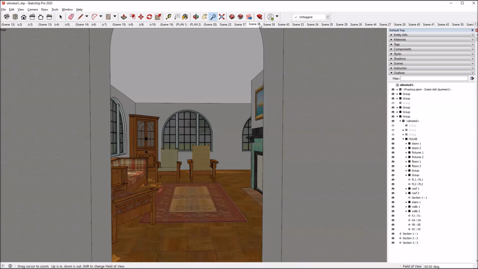Again, we've got a 60-degree view, and we're looking into the living room now. I wanted a 60-degree view because I wanted to get the sense of that archway that we're going to walk through as we enter the living room.